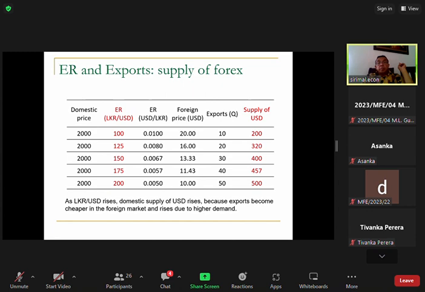If a foreign importer does not convert it to LKR, I cannot understand this question. We are actually constructing the demand and supply relationship. So let's look at how we construct demand and supply.